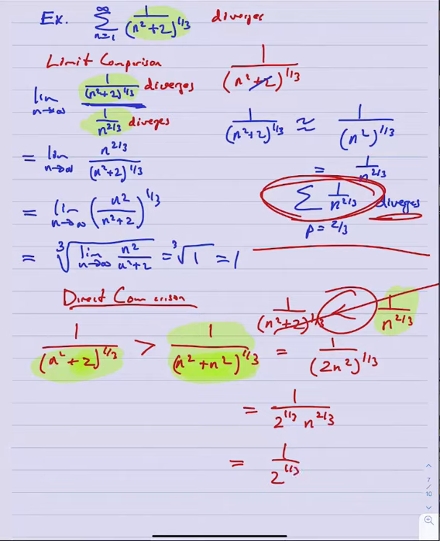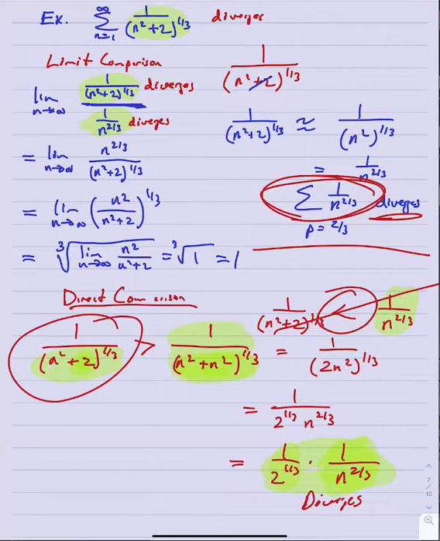1 over 2 to the 1/3 is just a constant. It's a constant multiple of 1 over n to the 2/3. And I know this guy diverges when I form a series out of it. So if he diverges, and all I have in front of it is a constant, then I know this series diverges. And if this series is bigger than that, this series diverges.